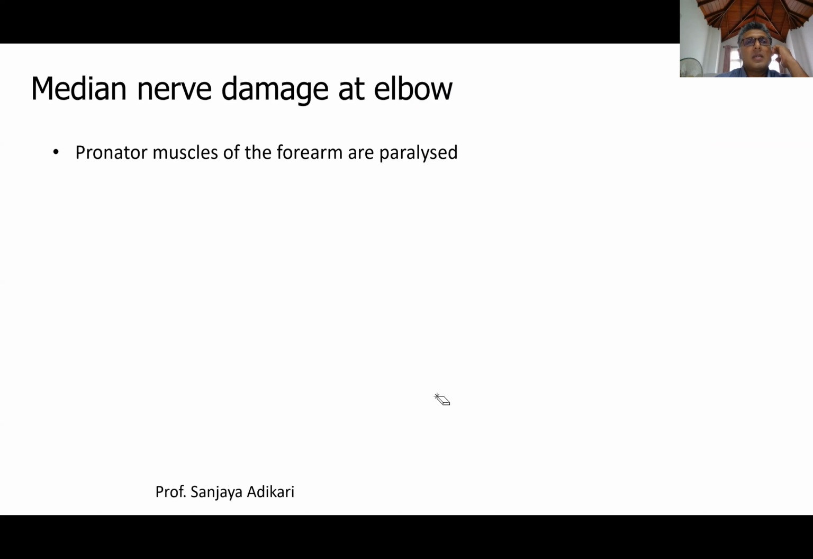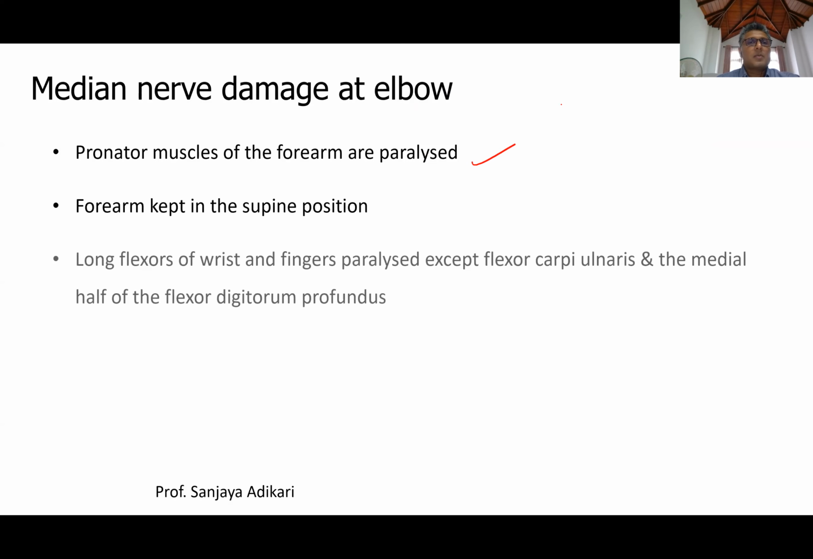Median nerve damage at the elbow. Now, median nerve is not like ulnar nerve. It supplies more structures than the ulnar nerve. So you get a lot of things lost due to median nerve damage at the elbow. When the median nerve is damaged at the elbow, you get pronator muscles of the forearm paralyzed. So you get the forearm like in the anatomical position, it's supinated. When the forearm is kept in the supinated position, then the long flexors of the wrist and fingers are paralyzed, except for flexor carpi ulnaris and medial half of flexor digitorum profundus.